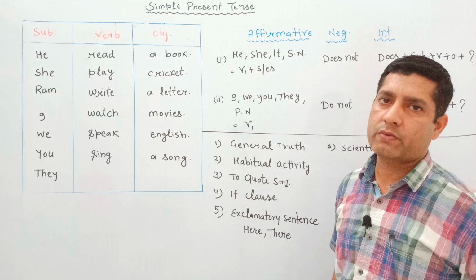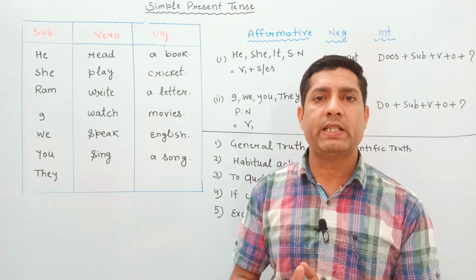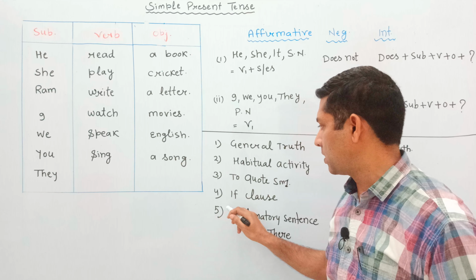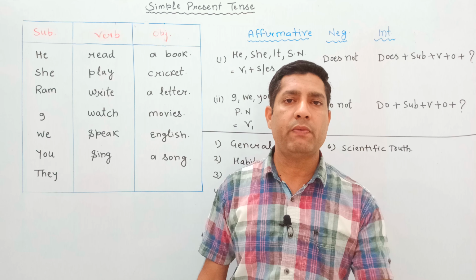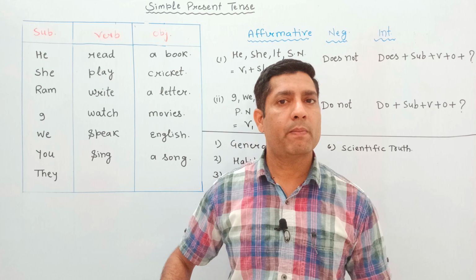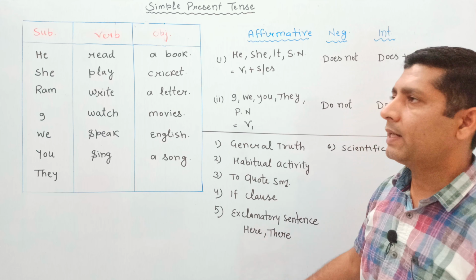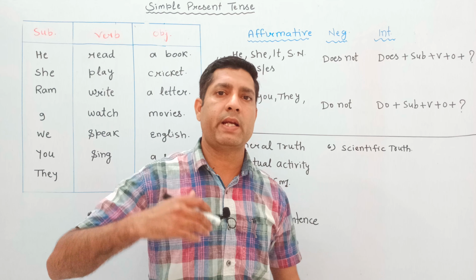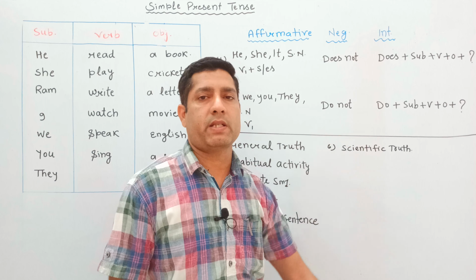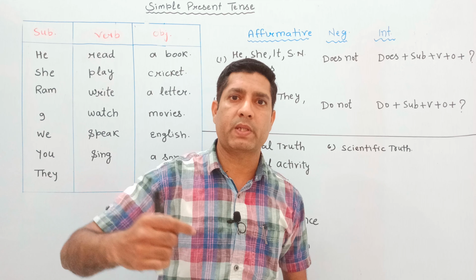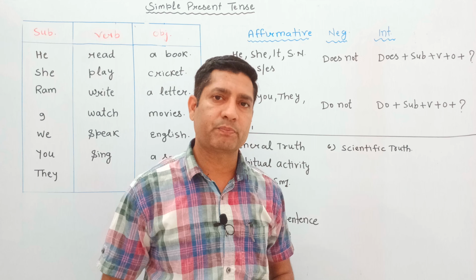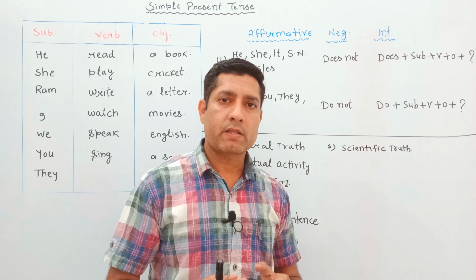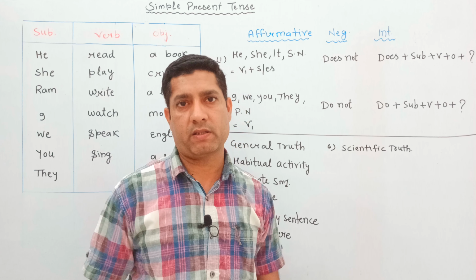And in an if clause, when simple future tense is in the main clause, we use simple present tense in the if clause. For example, if you work hard, you will pass. And in exclamatory sentences, when the sentence begins with here and there, we use this tense. Here comes the bus, there goes the bell, to express something actually happening at the present.